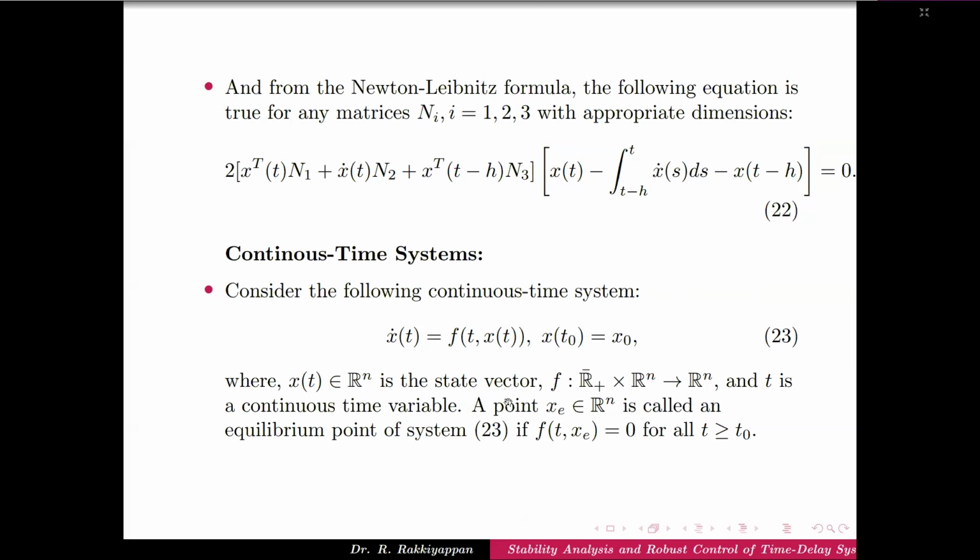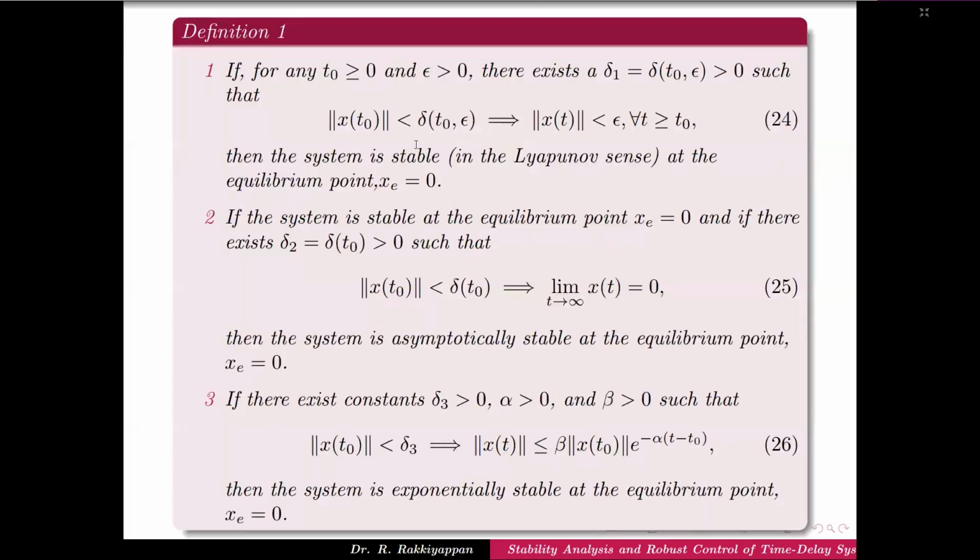The point x_e in R^n is called an equilibrium point of the system if it satisfies f of t comma x_e equal to 0 for all t greater than or equal to t naught. So we have the famous definition in the sense of Lyapunov for the stability analysis. If, given any epsilon positive, there is a delta 1 such that norm x of t naught is less than delta implies that norm x of t is less than epsilon for all t greater than or equal to t naught, then we can say that the system is stable in the sense of Lyapunov with respect to the equilibrium point x equal to 0.